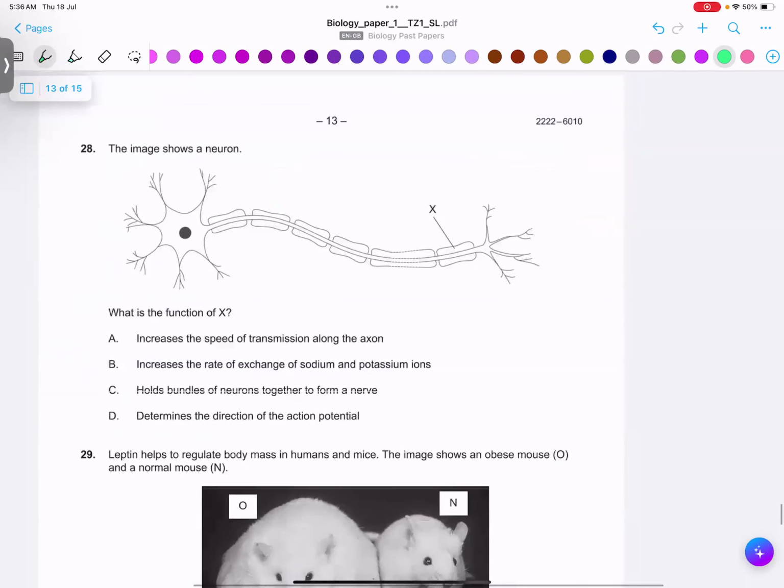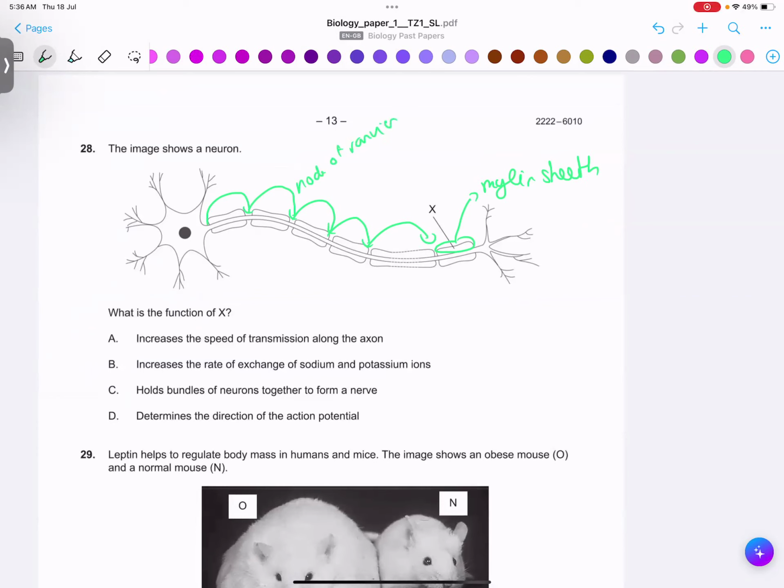So now we have question 28. This image shows a neuron. What is the function of X? So X is actually a myelin sheath. This basically helps propagate the signals, which makes it faster because they're able to jump between the nodes of Ranvier. So the function of X increases the transmission along the axon. Increases the rate of exchange of sodium and potassium ions? Not necessarily, no. Holds bundles of neurons together to form a nerve? No. Determines the direction of action potential? No, because the direction's already determined. It's this way to reach this part which spreads the signals. This just makes it faster. It facilitates the speed, which is exactly what it does.